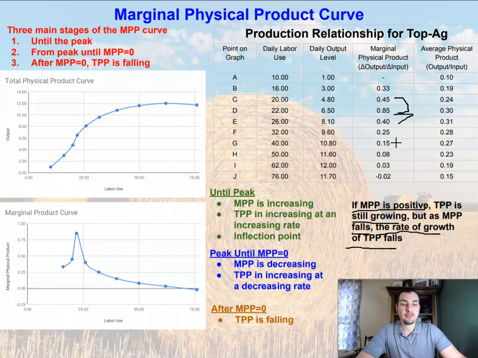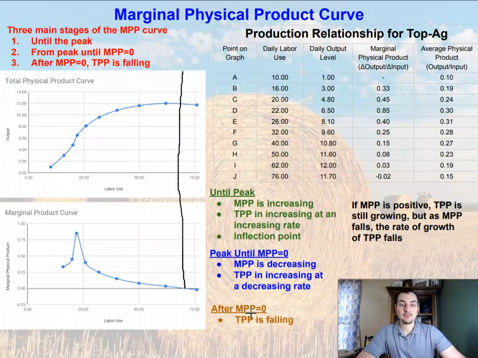And especially if we compare it down here, where if we go from point G to point H, we see that we get more done. Total physical product still going up. So hiring that extra person or employing those extra hours is still getting more done, but the amount that got done per hour was less than it was even back up here. So then the last point, the last main stage, is after marginal physical product equals 0. After MPP equals 0, at that point, total physical product is going to be falling.